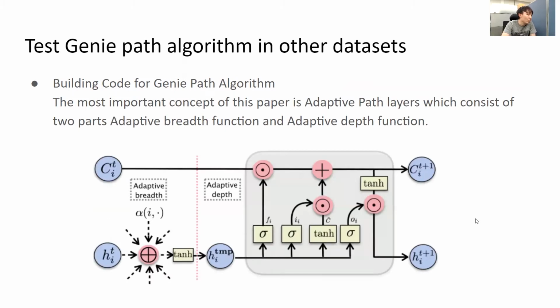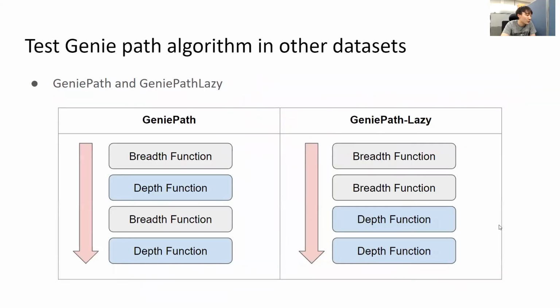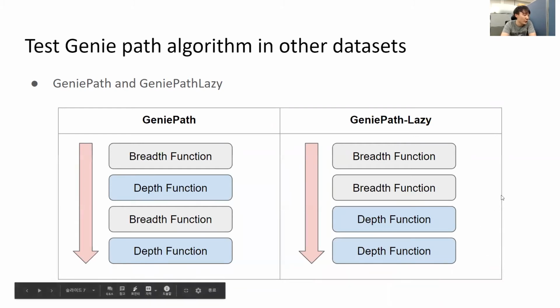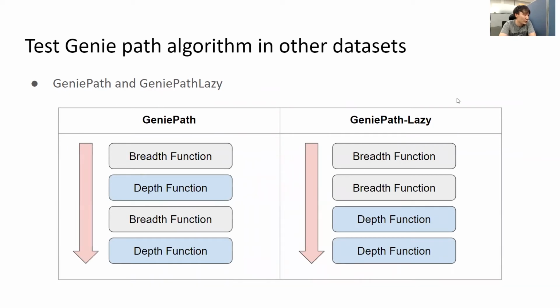We tried to build code to carry out this paper replication project. The figure below is the diagram of the breadth function and the depth function, which are the most important concepts of the receptive path. The performance of the model varies depending on the placement order of these 2 functions. By this configuration, it is divided into the GeniePath model and the GeniePath-lazy model.